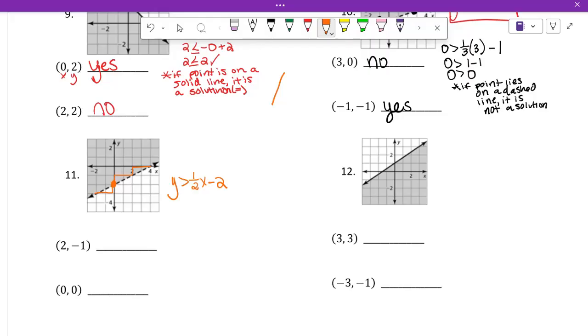Okay, hopefully you paused it. So here I can see my y-intercept is negative 2. I go up 1 over 2. It's a dashed line and my shading's above. So I should have y is greater than 1/2 x minus 2.